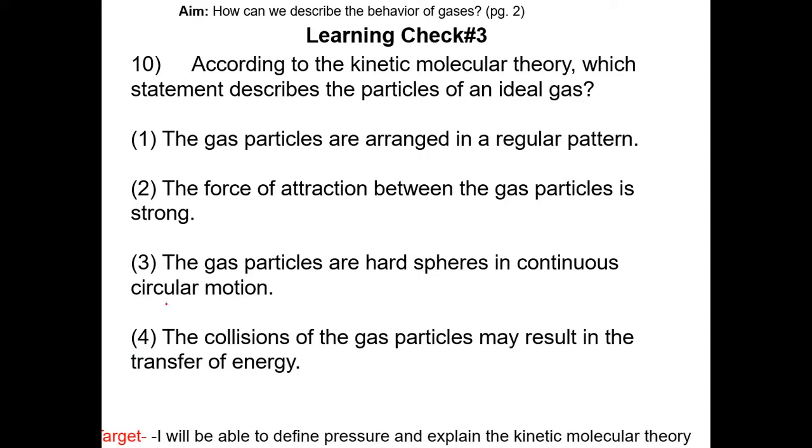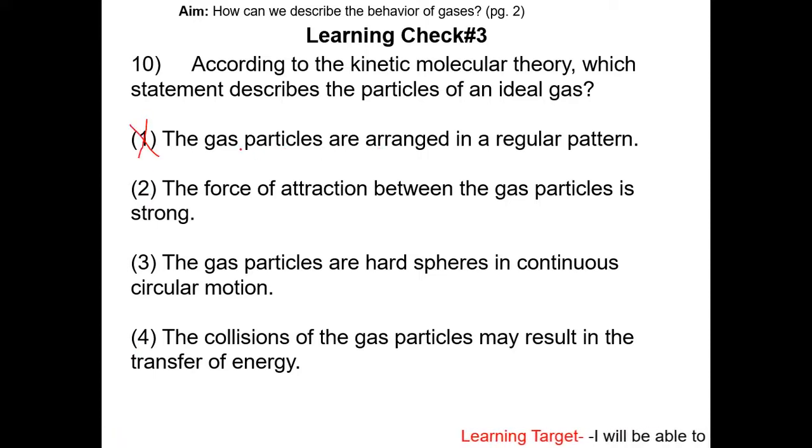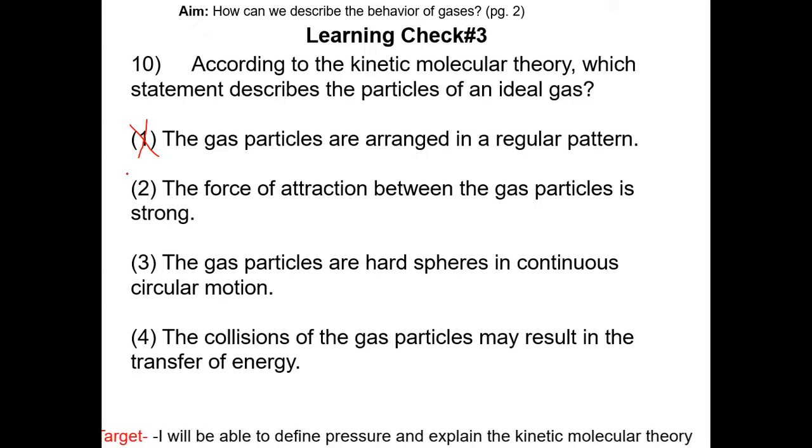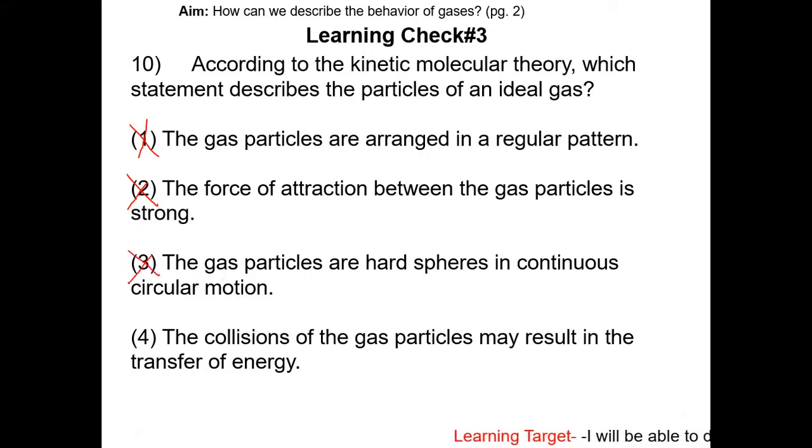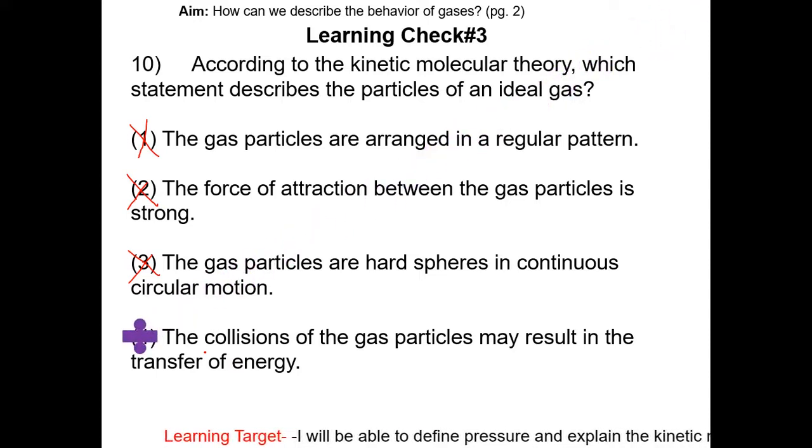So let's check each statement. The gas particles are arranged in a regular pattern. This is wrong because gas particles are arranged in a random manner. The forces of attraction between gas particles is strong. In an ideal gas, the gas particles have no intramolecular forces, so this is wrong. The gas particles are hard spheres in a continuous circular motion. In an ideal gas, gas particles move in a straight line, so 3 is wrong. The answer is choice 4. The collisions of the gas particles may result in a transfer of energy.